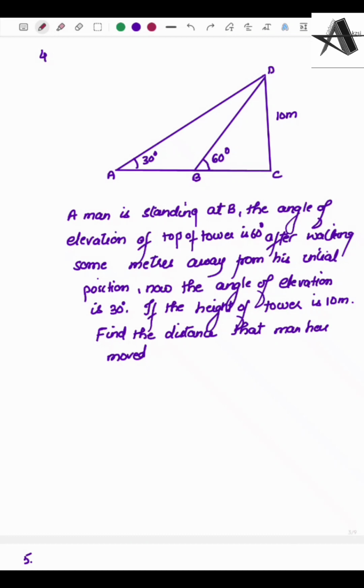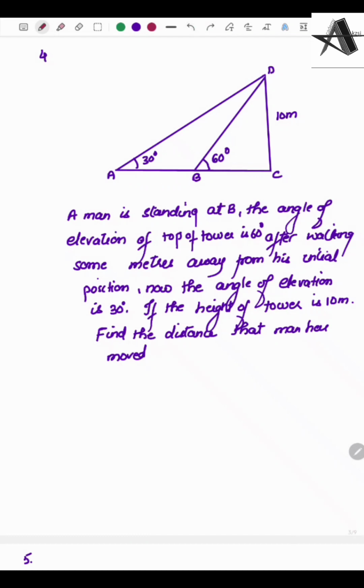After walking some meters away from his initial position, where he was standing initially, which was B, he walked some meters away, like this, and now he is at point A. At point A, the angle of elevation is 30 degrees. On this diagram, we can see that as well. If the height of the tower is 10 meters, find the distance that the man has moved. If this height is 10 meters, we have to calculate the distance that he moved.